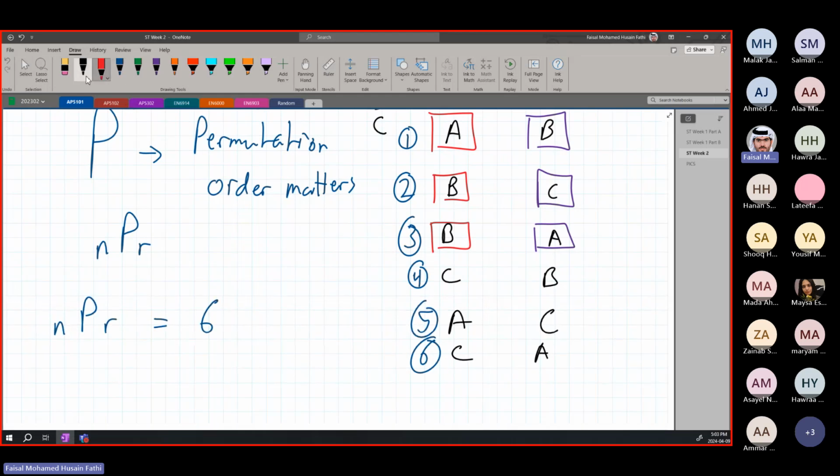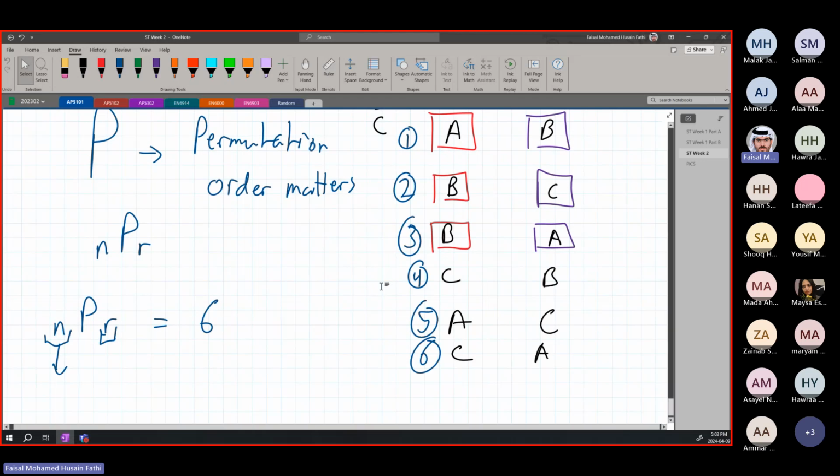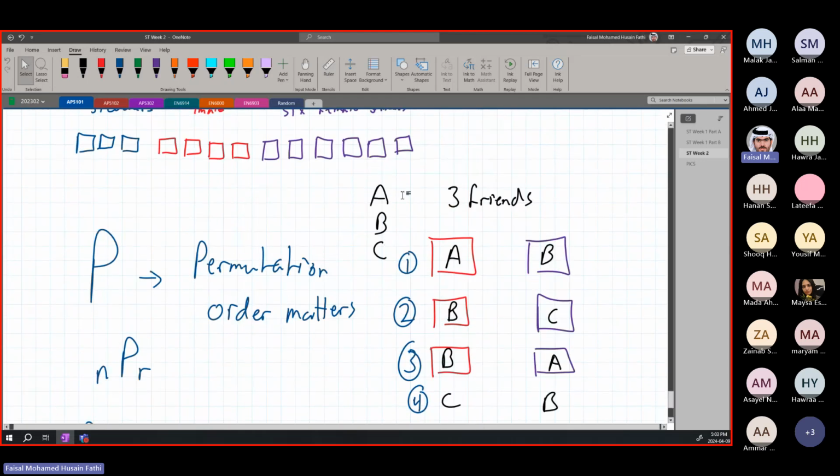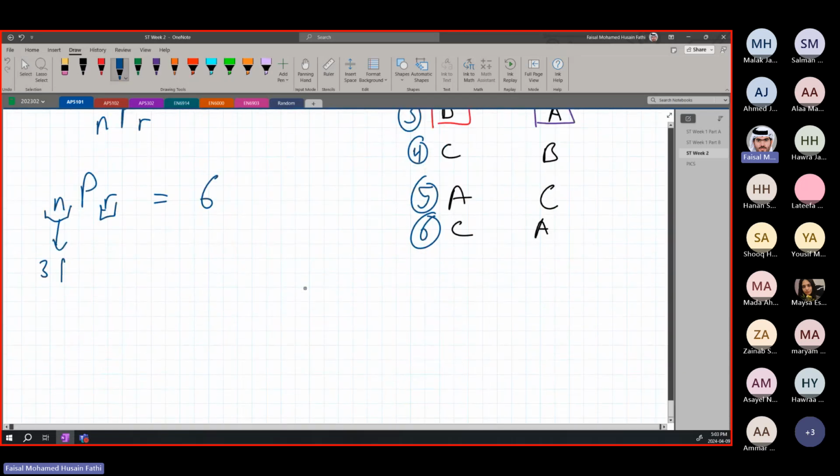But we did not talk about the important things, which is what is N and what is R. First of all, N has to always be the larger number between N and R. All right. N is basically the choices you have. So you have the 3 friends. In this case, this is the 3 friends. So N is equal to 3.